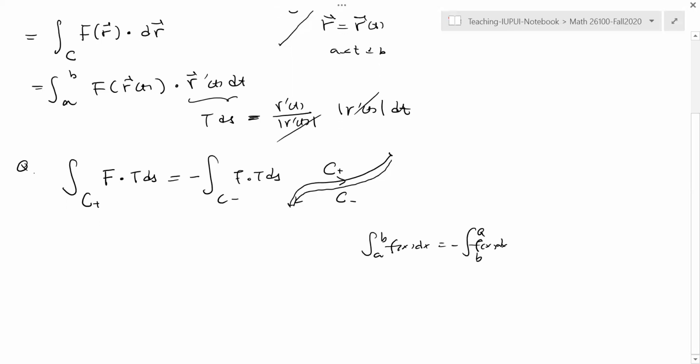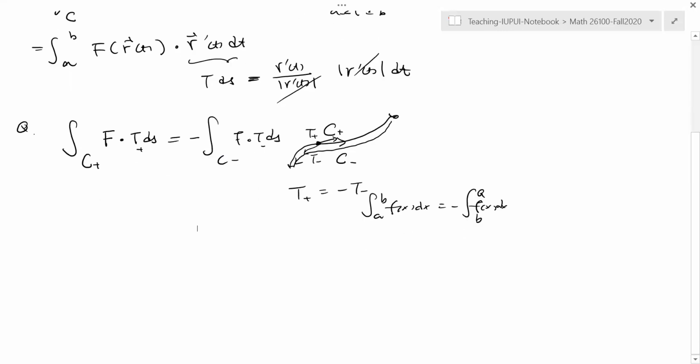Why is this true? Think about this. At every point, F is always there. It never changes. But the tangent vector, if I denote it by T plus in that direction, then T minus is the opposite direction, going from right to left. So T plus is going to be negative T minus. They're opposite to each other. Because T plus equals negative T minus, you have this identity. This is an important observation.